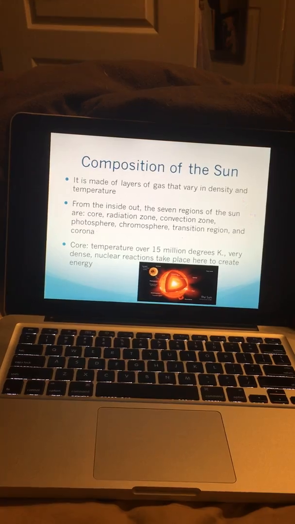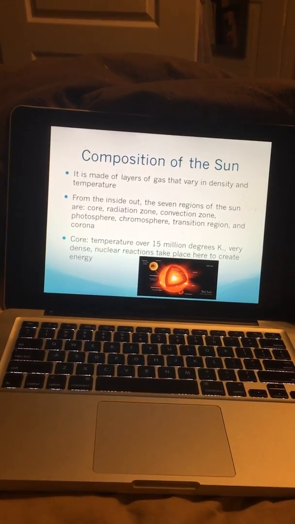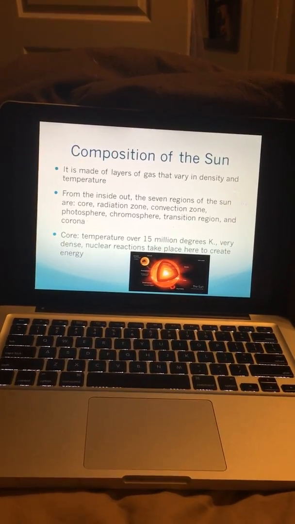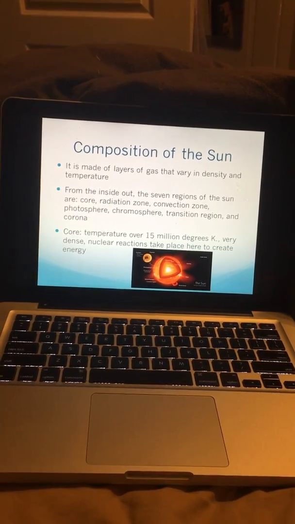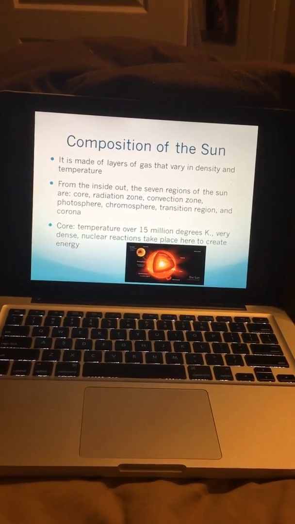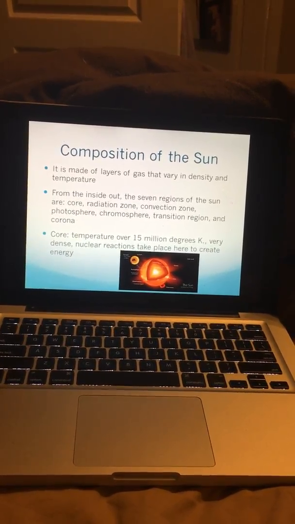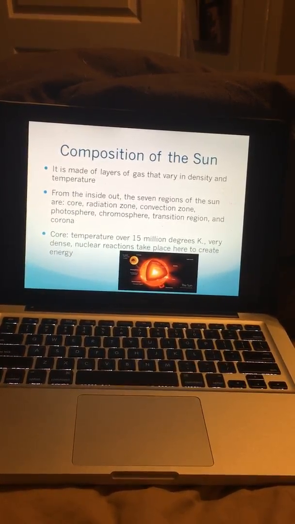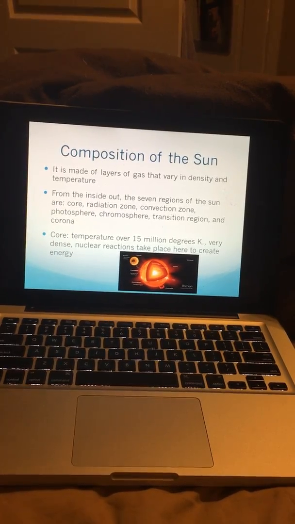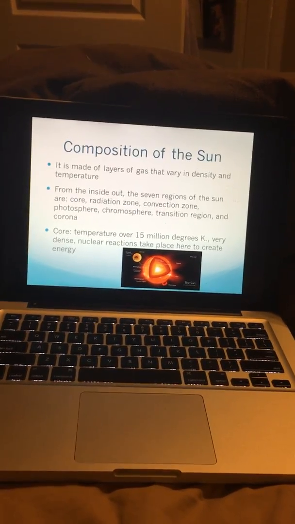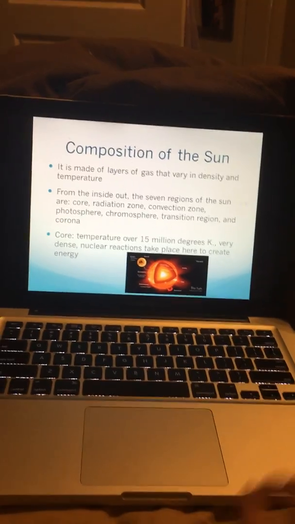The core is the innermost layer with a temperature over 15 million degrees Kelvin. It is a very dense region, meaning the gases are arranged tightly and packed closely together. Because of these hot and dense characteristics, many nuclear reactions take place in the core of the sun. These nuclear reactions, caused by numerous particles colliding with each other, are the source of energy for the sun.